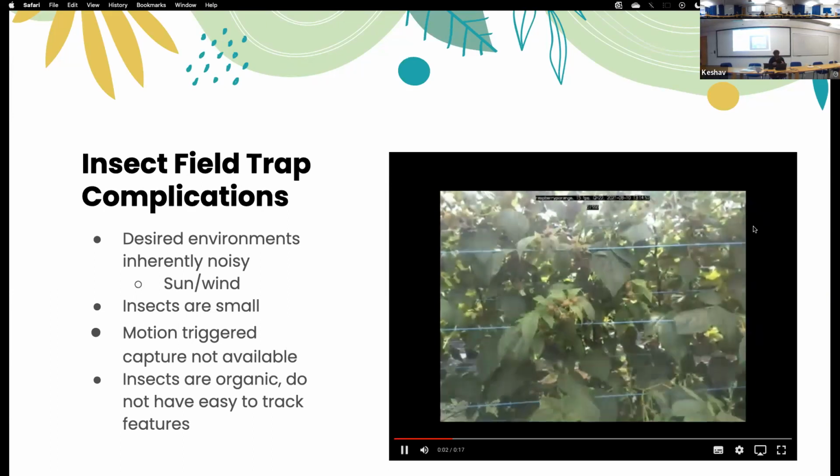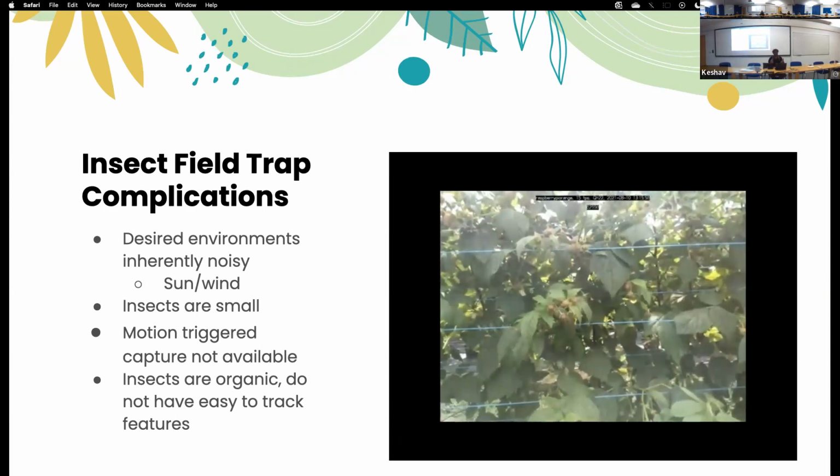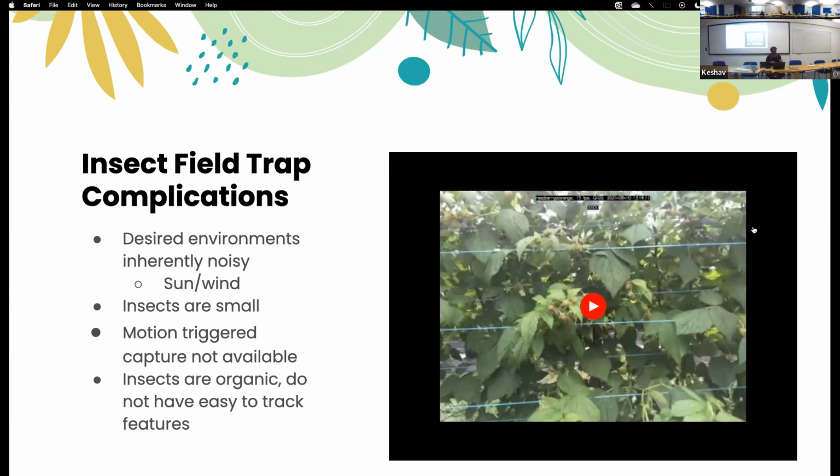Here we can look at an example of the type of noise that we're looking at. The brightness is fluctuating pretty intensely. There's not the most stability in the frame for a lot of automation methods, and it also just makes it very hard to see the insects generally.